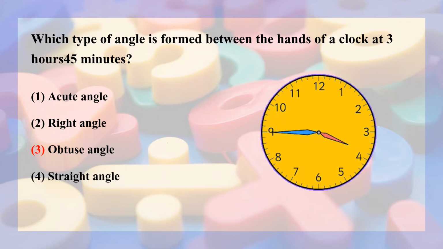Here you can see I have drawn a clock showing 3:45, 3 hours 45 minutes. So this 3 you can see, when the minute hand goes to 45 minutes, the angle that is formed is more than 90 degrees and less than 180 degrees. So it is an obtuse angle.